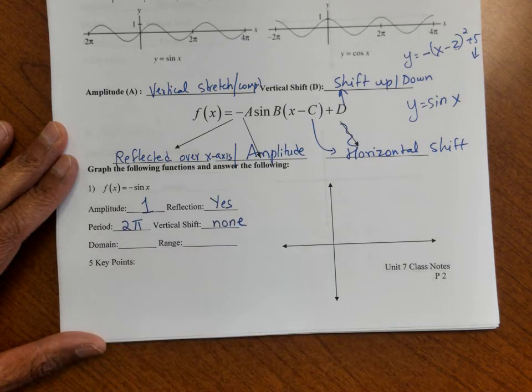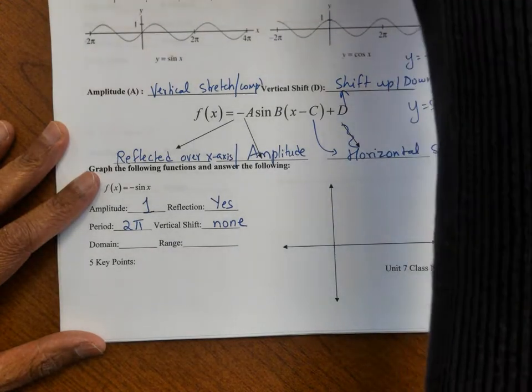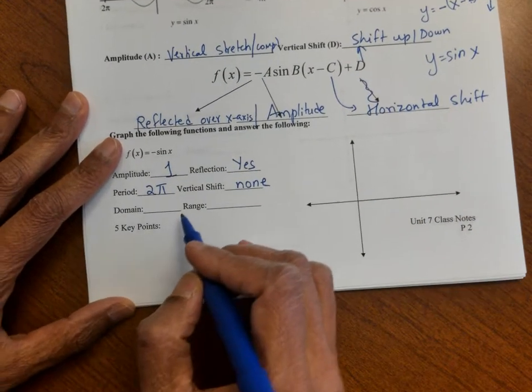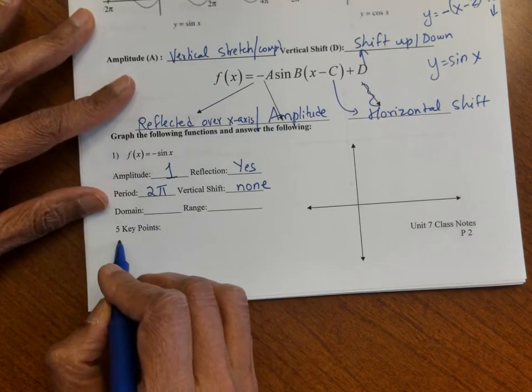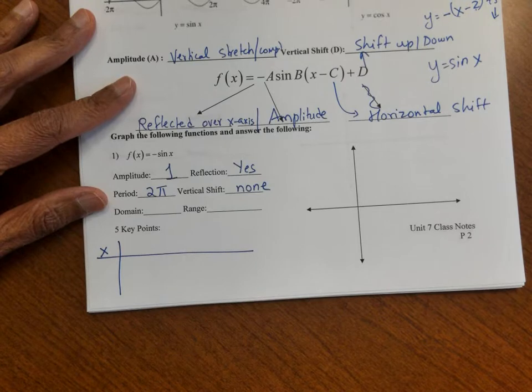And domain and range we will get to after we do the graph. It's easier to read the domain and range after we read the graph. But let's go ahead and take a look. Whenever you're graphing a sine and a cosine graph, the first thing you're going to do is create your x and y tables with the 5 key points.